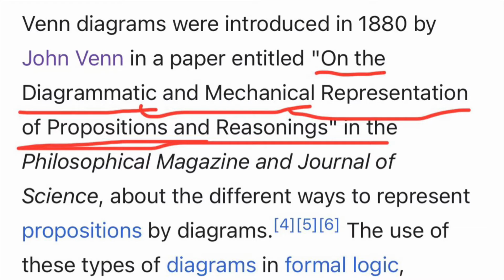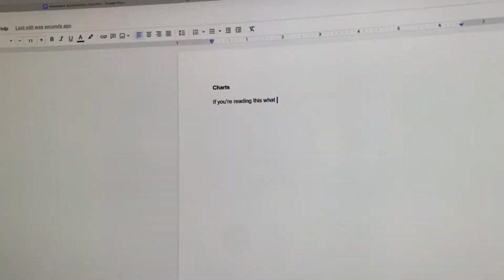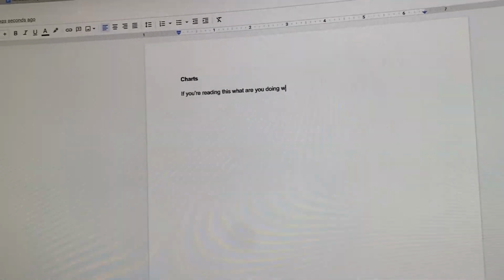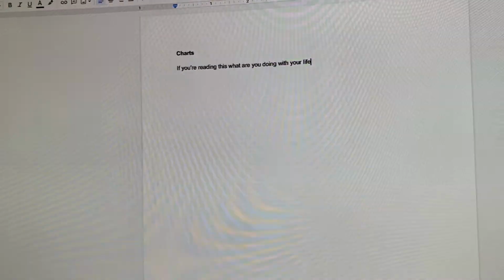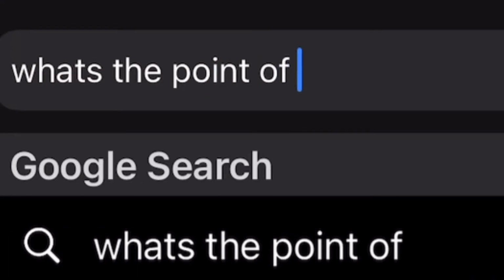The design was introduced in his paper on the diagrammatic and mechanical representation of propositions and reasoning, which is a name. I'm just saying that maybe if I wrote the thing, I would have just called it charts or diagrams or something, but, you know, to each their own, I guess. Anyway, why are these diagrams so bad?